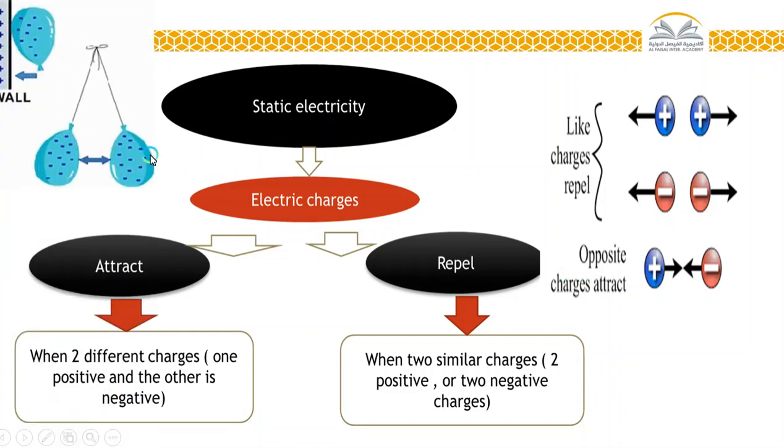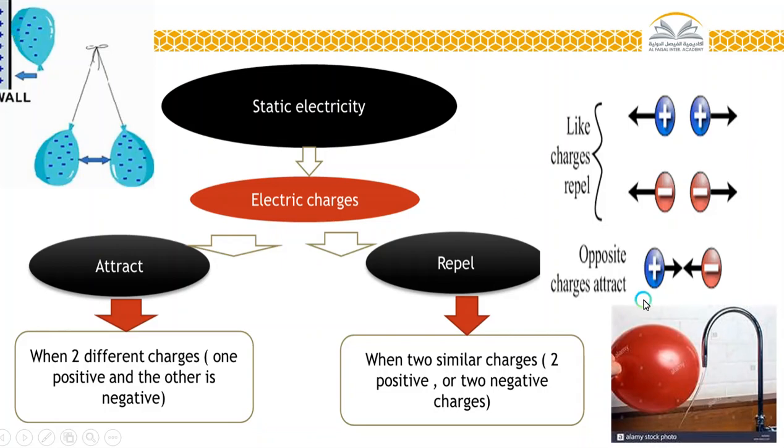Like this one, when we rub a balloon on our clothes, or two balloons together, the balloon becomes negatively charged. When we bring it near the wall, which is already positively charged, plus in the wall and negative in the balloon, they will attract. Excellent. The same thing for the water also. The water and the balloon will attract each other.